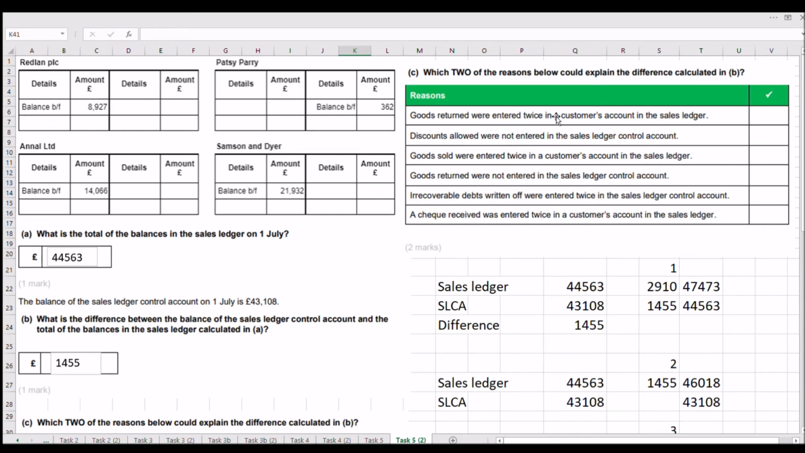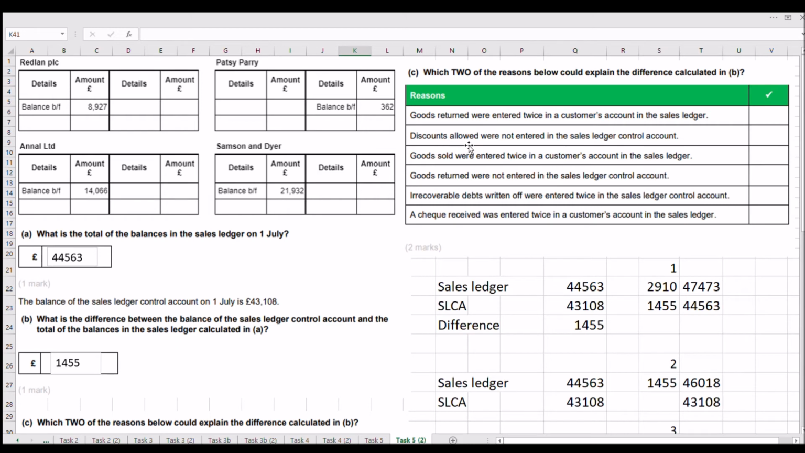Now, over here are the reasons which could explain the differences. The way to do this is, first of all, this is the difference here, and then you reverse out the journal. So let's go through and reverse out the journals. Goods returned entered twice in the customer's ledger. That would be a credit when we're doing the journal, so we're going to debit it out. So it's debit now twice from the sales ledger and debit once from the sales ledger control account. We reverse out that journal and see if they're the same. They're not the same, so it's not the first one.